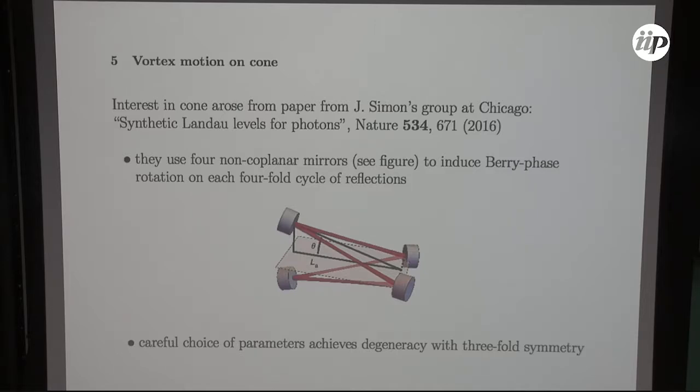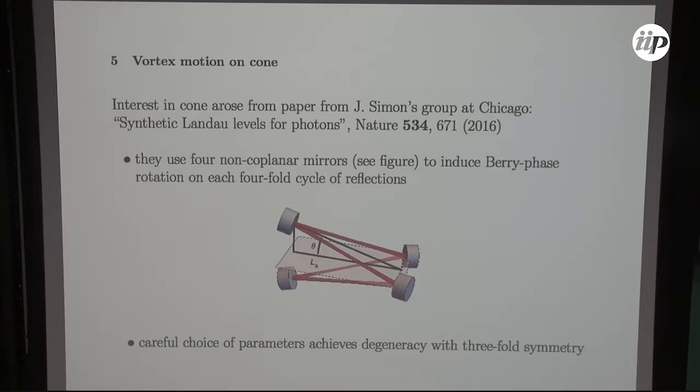I got interested when I heard a talk by John Simon. He uses this very interesting non-planar configuration of 4 mirrors. And 3 of them form a plane, and then the other one is off the plane, and there's some tipping angle theta. And if you go round the details, it's a little intricate. You end up with a Berry's phase. And so if he chooses his parameters carefully, he can get a threefold degenerate solution. The details are more than I want to try to explain, but just trust me.